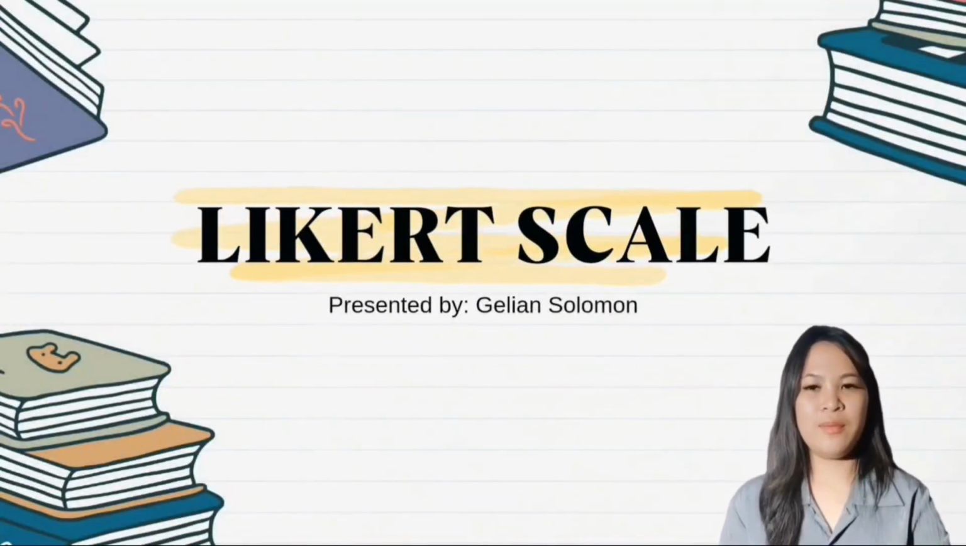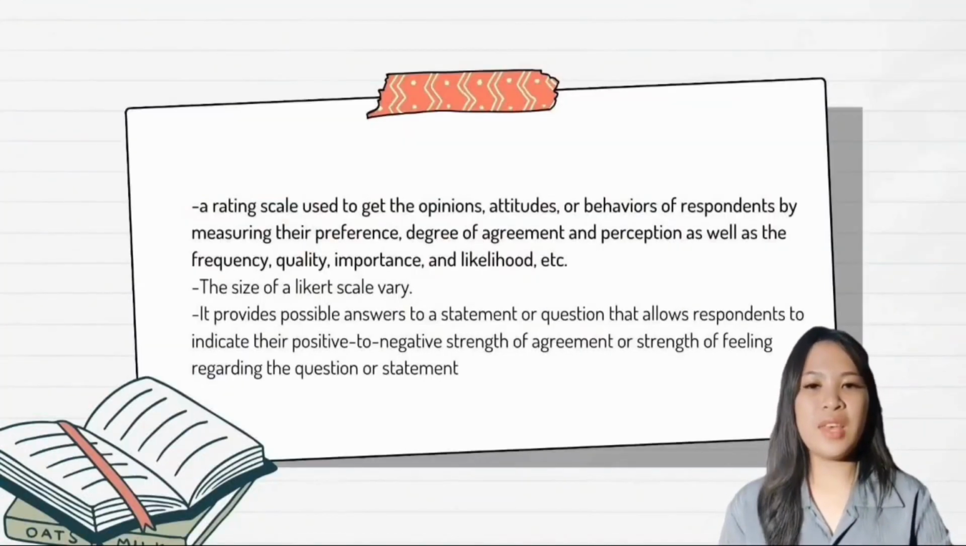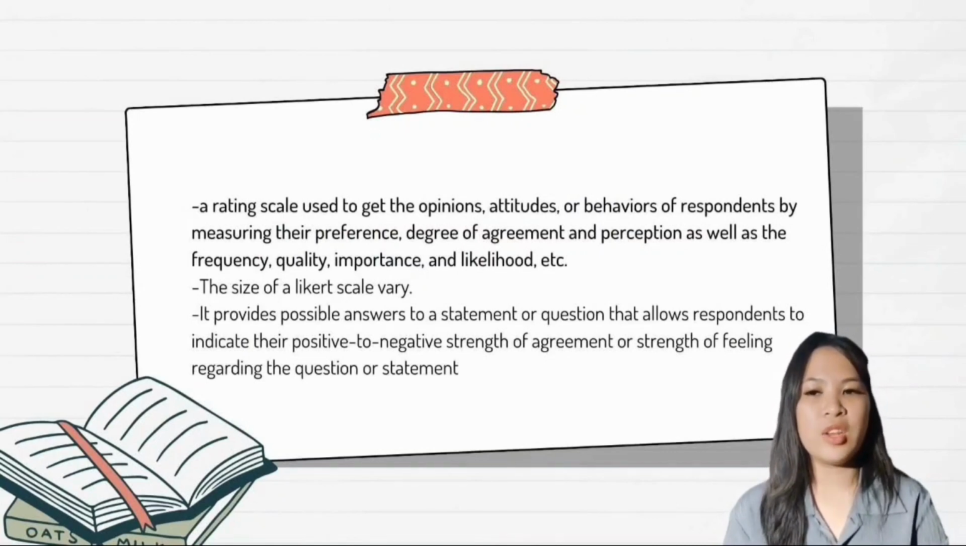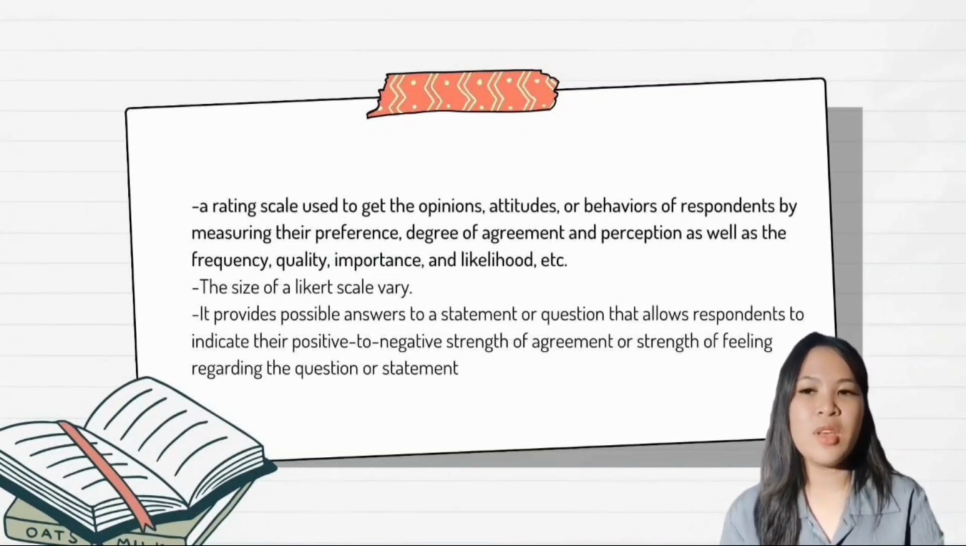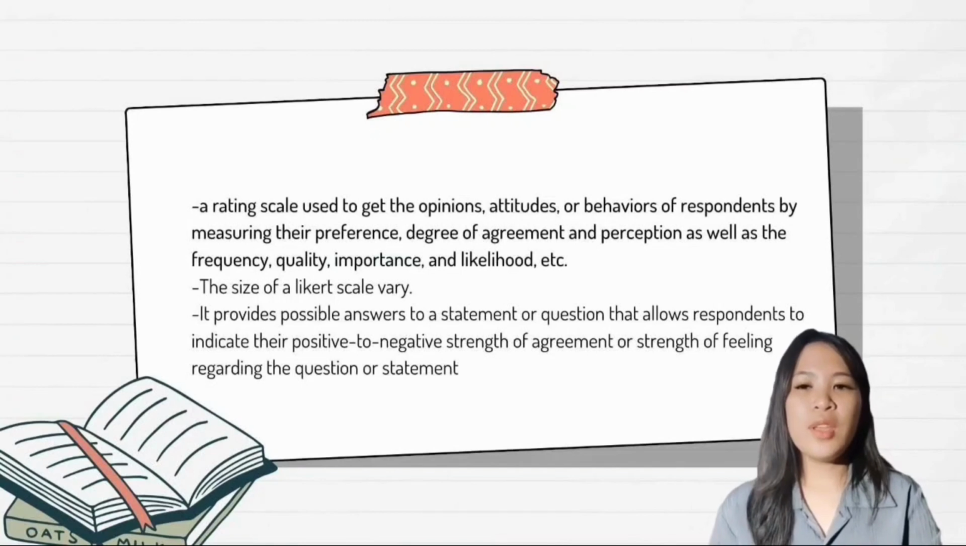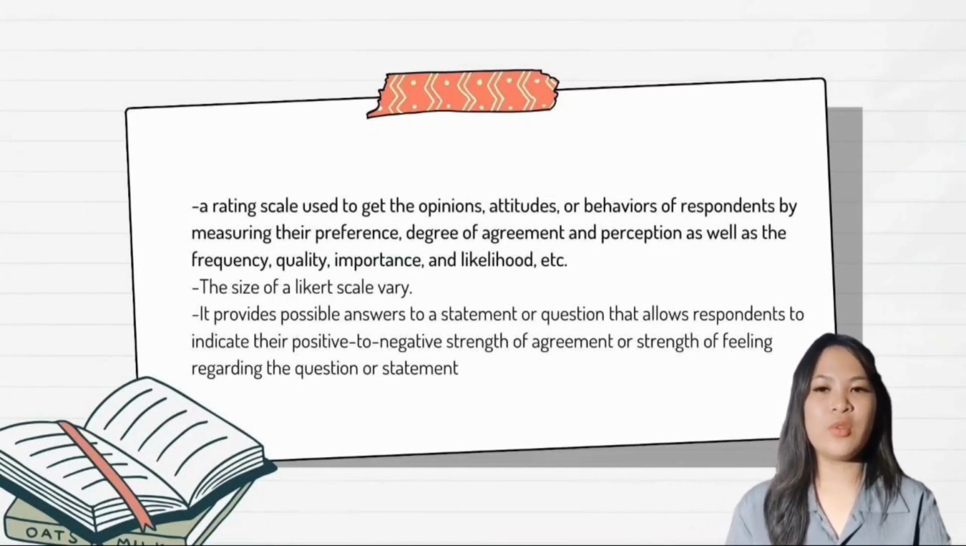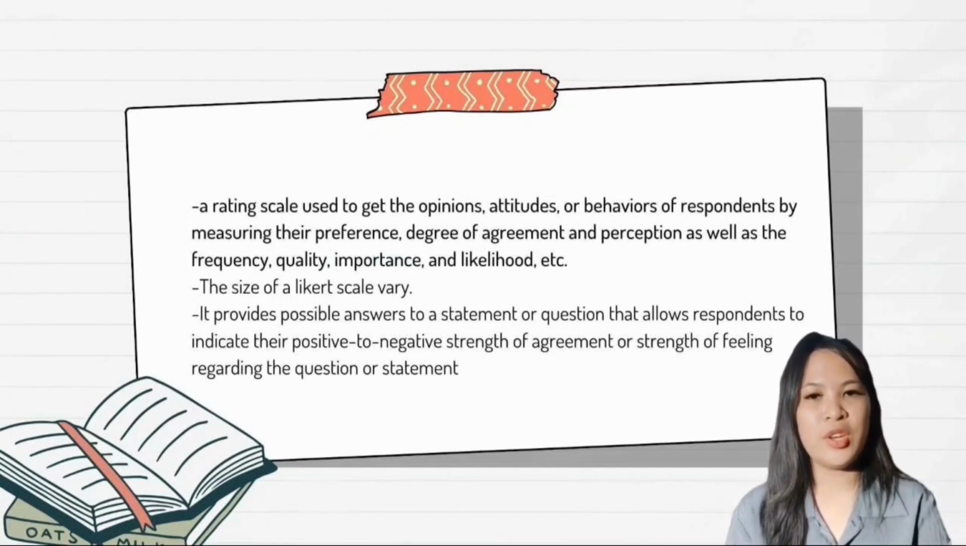Likert scale. So when we say Likert scale, it is a rating scale that is used to get the opinions, attitudes, or behavior of the respondents by measuring their preference, degree of agreement and perception, as well as the frequency, quality, importance, and likelihood. So it is common in survey research questionnaires as well as in fields just like marketing, psychology, and other social sciences.